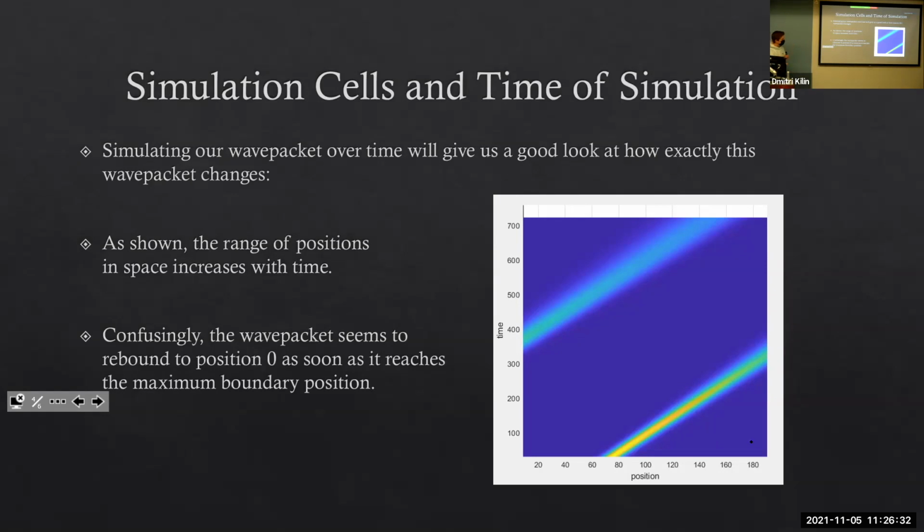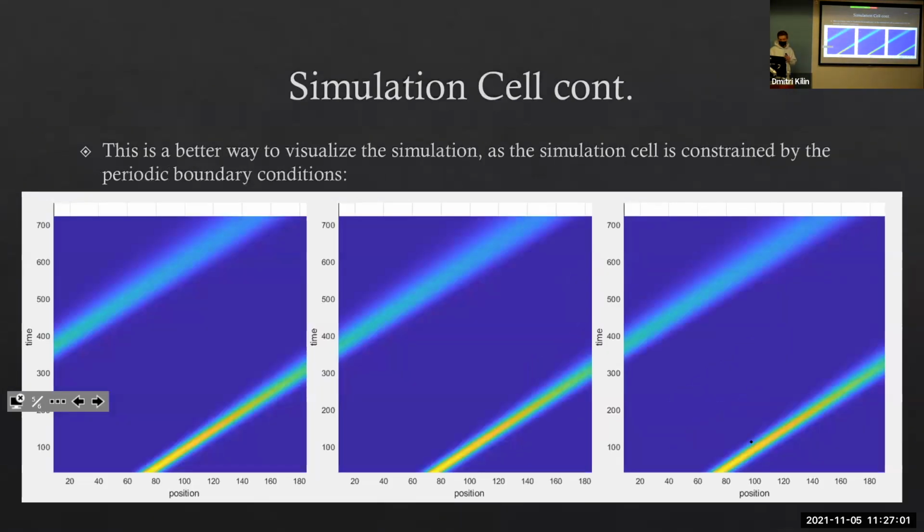That isn't some strange motion of the particle. That's just because the bounds of the simulation cell are not big enough, and after it reaches the wall, we're still measuring it over the remainder of the course of time, so it has to rebound to 0. The position of the particle exceeded the maximum boundary position in this case. This is a better way to visualize it. Essentially, you can just see it extending past this simulation cell.